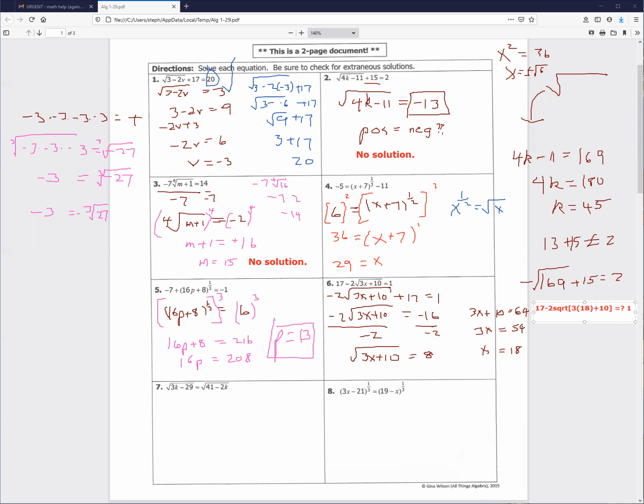All right, so 17 minus 2 square root of 3 times 18 is 54 plus 10. Does it equal 1? 17 minus 2 square root of 54 plus 10 is 64. 17 minus 2 square root of 64 is 8. 17 minus 16, does it equal 1? And sure looks like it to me. Yes, okay, works, checks out, everything's good.